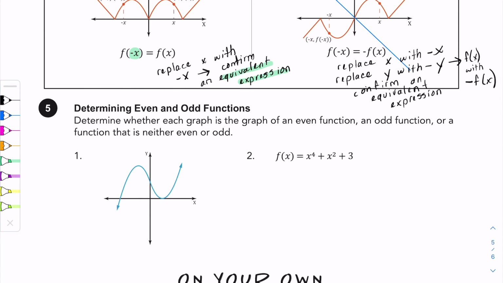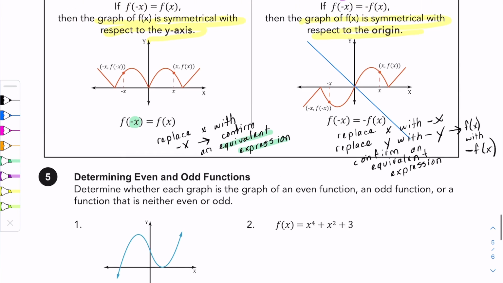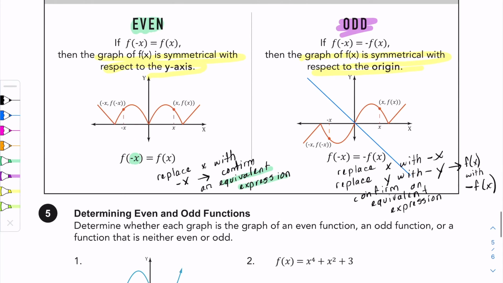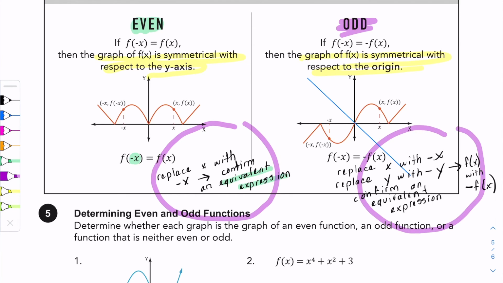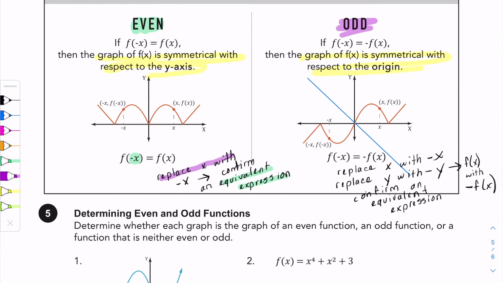Okay, I do have one thing to point out here. If you're testing algebraically to see if something is even or odd, instead of following both of these, so instead of doing this and confirming if that's true, and then doing this and confirming if that's true, you can skip a step in here, and you can just replace x with negative x. Both directions have replace x with negative x. If you replace x with negative x and it comes out to be the same as the original expression, then you're in the even graph. If you replace x with negative x and it comes out to be the complete opposite of what you started with, then you're in the odd function section.